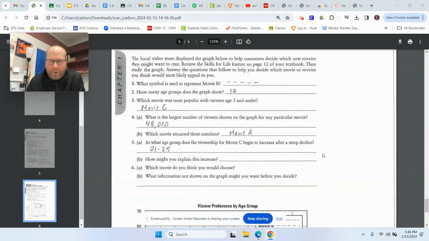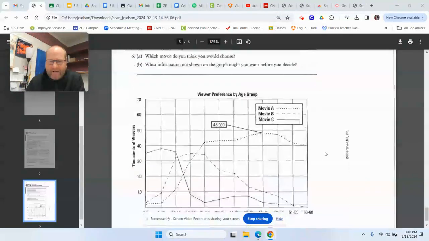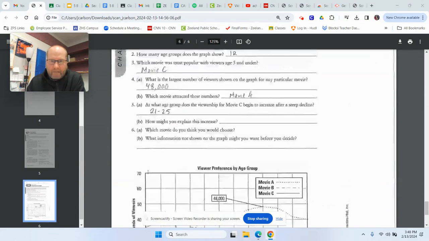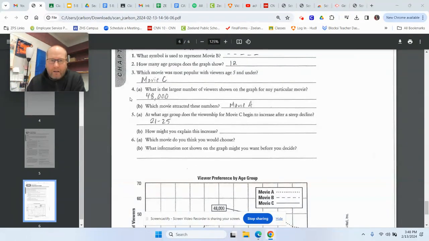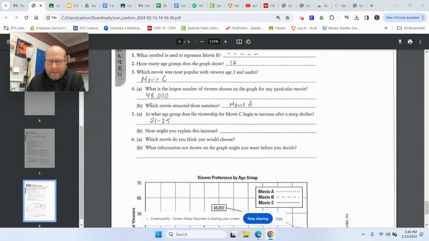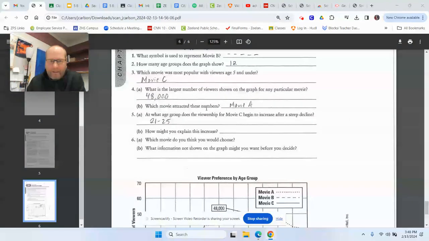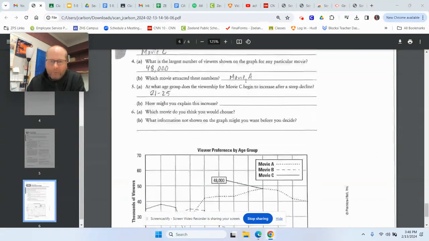3, which movie was most popular with viewers age 5 and under? So simply we go to 5 and under, and we go all the way up here. Movie C was obviously more popular. It had 35,000 viewers as opposed to about 2, 3, 4,000 viewers from the other age groups. So movie C. Number 4, A. What is the largest number of viewers shown on the graph for any particular movie? Well, the highest point here is 48,000, and that was movie A. B. Which movie attracted these numbers? Movie A.